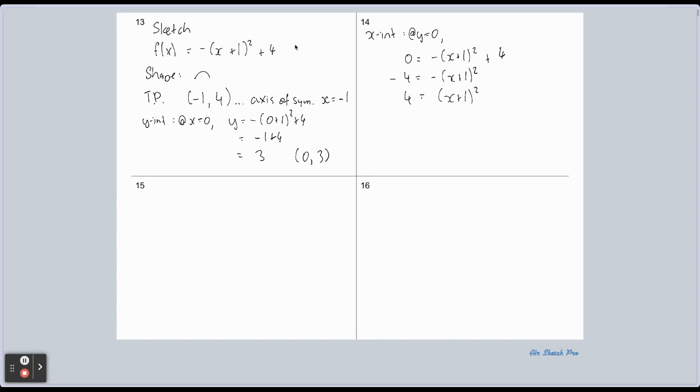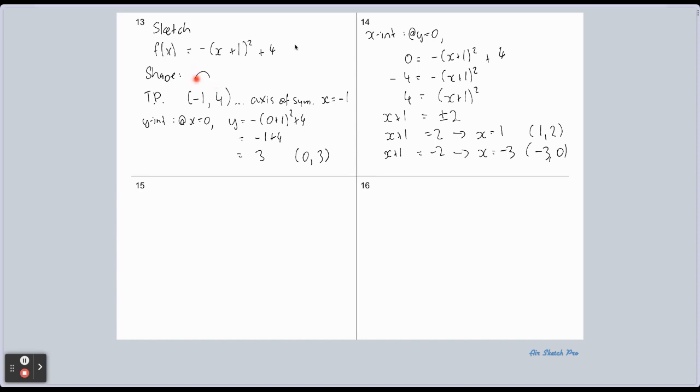And now I'm going to square root both sides, and the square root of 4 is positive or negative 2. So we've got x plus 1 is equal to plus or minus 2, which means that x plus 1 equals 2, which gives us x equals 1. Or we've got x plus 1 equals -2, which gives us x equal to -3. So that's the coordinate -3, 0.